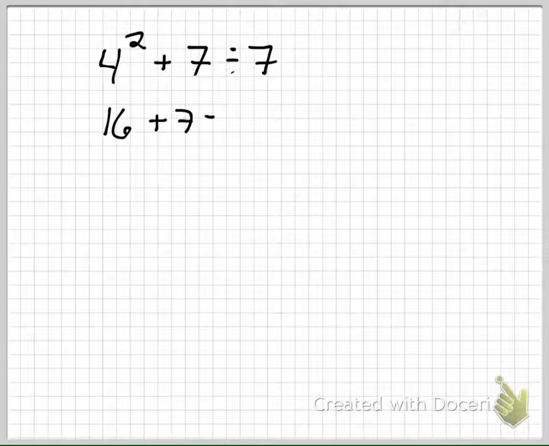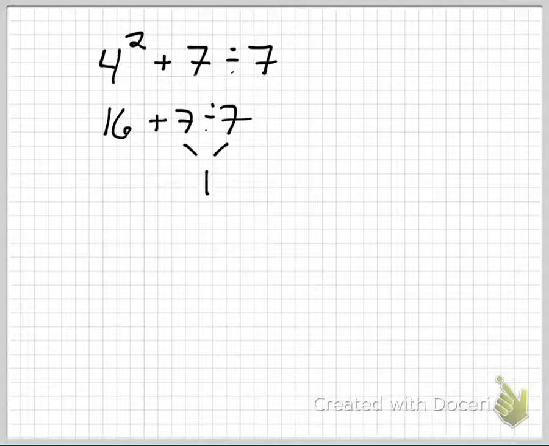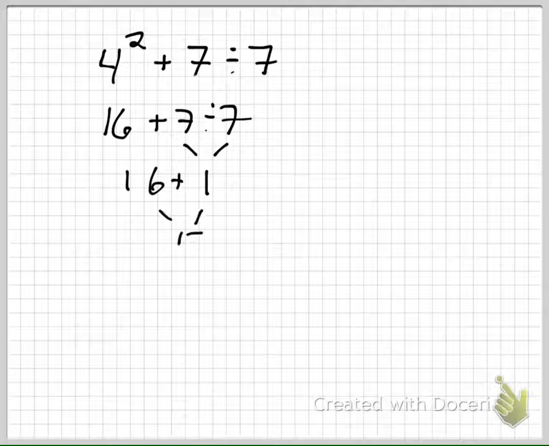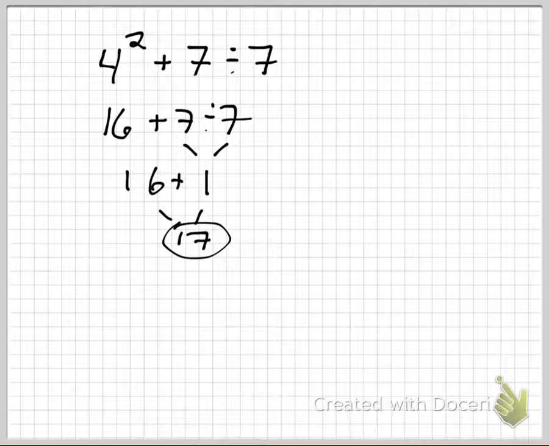16 plus 7 divided by 7. Okay. Any other exponents? Okay. Any multiply or divide? Yes, got to deal with this. 7 divided by 7 is 1. 16 plus 1 is 17 again. Make sense? How many of you got 17? Okay.